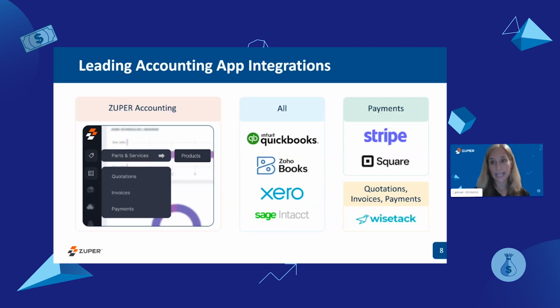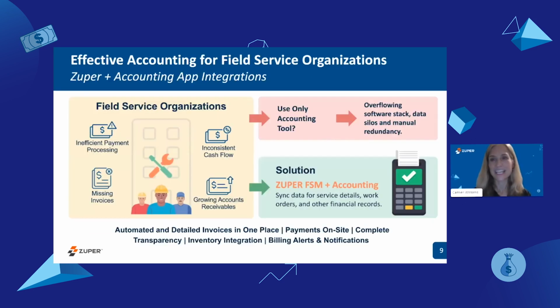And we're going to now focus on the leading accounting app integrations today. So the Zuper accounting module that includes the products, parts, and services components and quotations, invoices, and payments, and how that corresponds with the app software, the all-in-ones, QuickBooks Online, Zoho Books, Xero, and Sage Intacct, as well as the payment, Stripe and Square, and the Wisetack consumer financing that relates to the quotations, invoices, and payments.